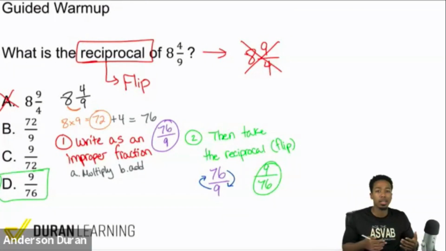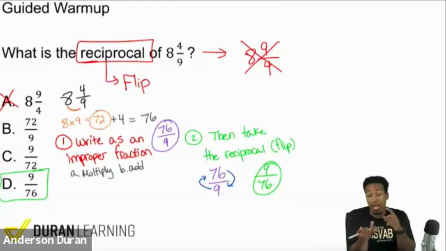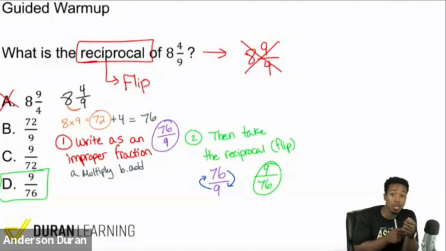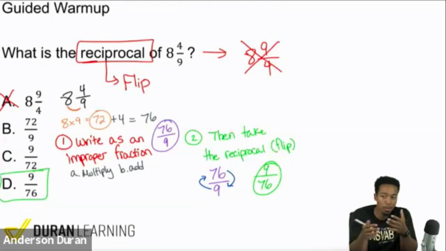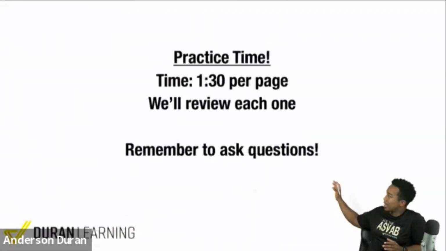What I mean by that is, can you do it? Can you talk about it? Can you do it while you're timed? Can you look at it from different situations? Do you know more than one way to do it? That's why talking about it is so important. It helps you really come to grips with what you're doing. So before we get into this practice phase, we're going to get 1:30 per page. We'll review each one. Remember to ask questions.